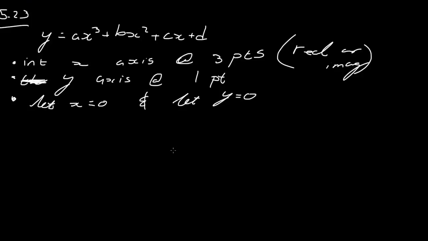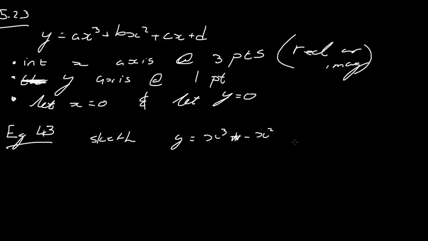So let's do example 43. Your book jumps straight in. It really doesn't explain things very nicely, but let's do it. Example 43 says sketch the graph of the following function: y equals x cubed minus x squared minus 4x plus 4. This is also f of x.